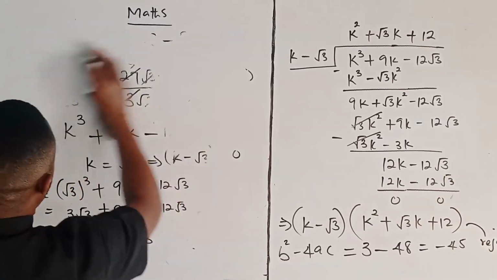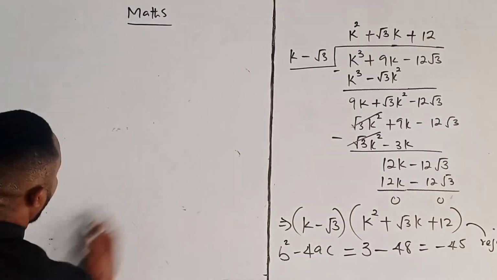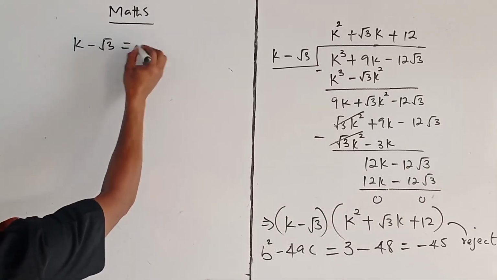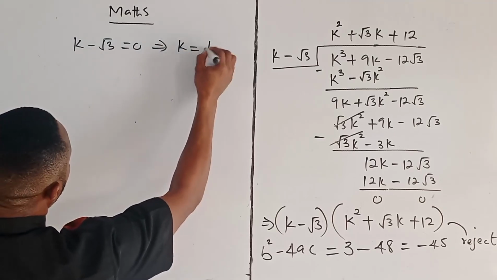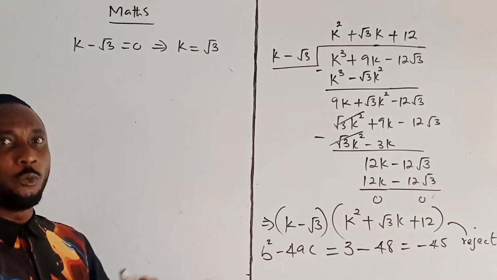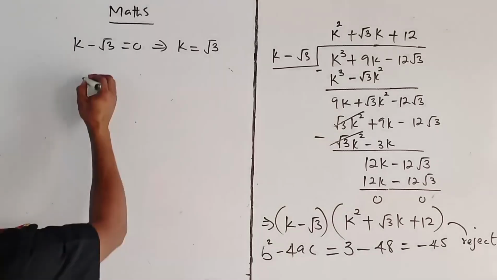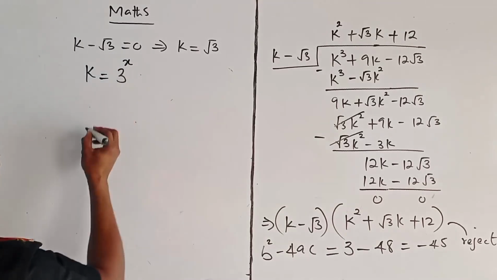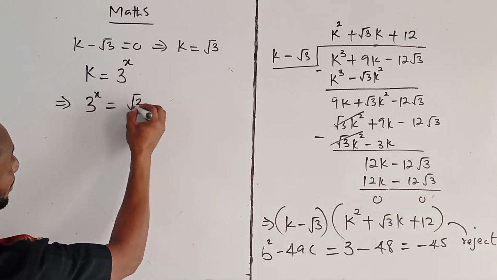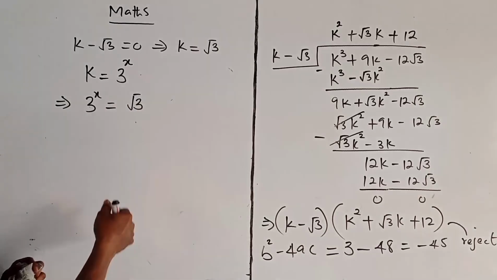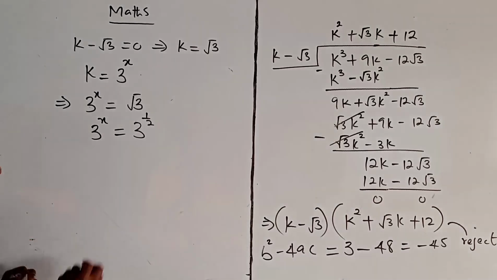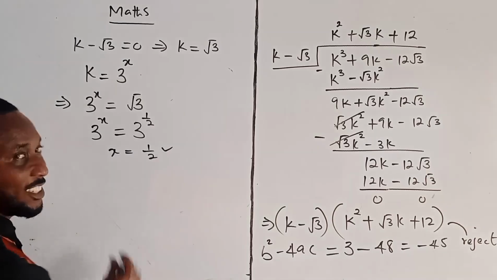So we are at the very last lap now. If we reject the quadratic, we are only left with just one option. That is k minus √3 equal to 0, which implies that k equals √3. And midway, we used a substitution that k equals 3 to the x. So it implies that when k is √3, we have 3 to the x equal to √3. So if I remove the radical sign, I will write 3 in exponent form. 3 to the x, that will be 3 to the half. The bases are the same. So x is equal to half is the solution.